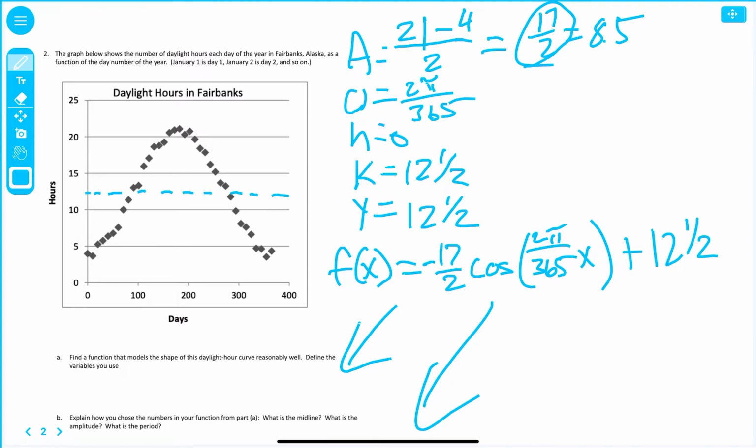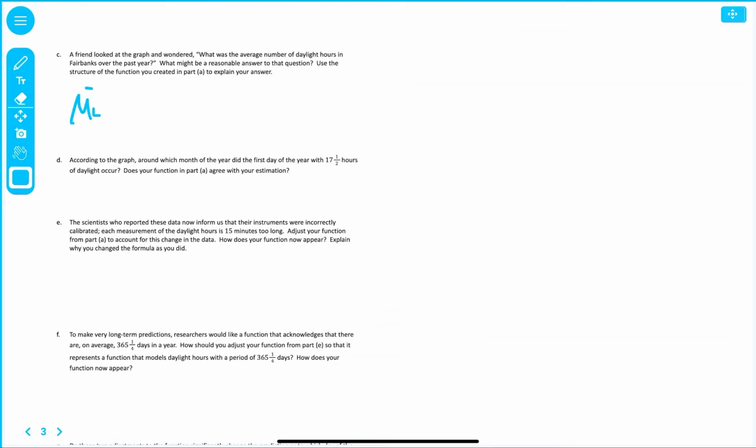12.5. Where did you get that? It's your midline, right? That'd be a good guess. There should be as many values below the midline as there are above the midline, right? So therefore, that would be your average hours. Is it always the midline or just for this function? It'd always be. 12 and a half hours.